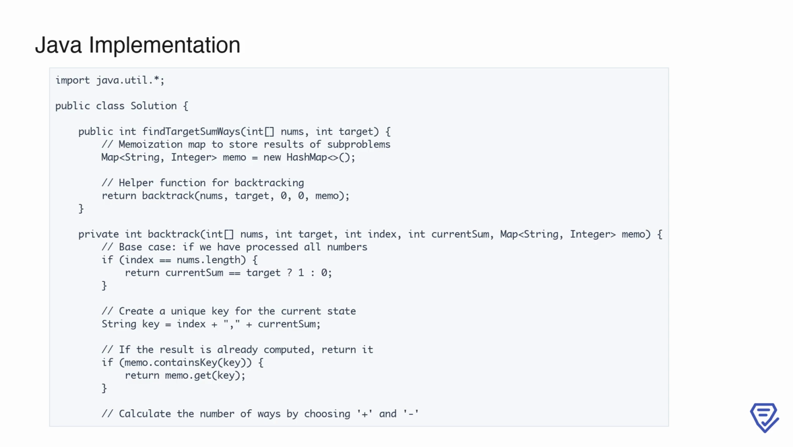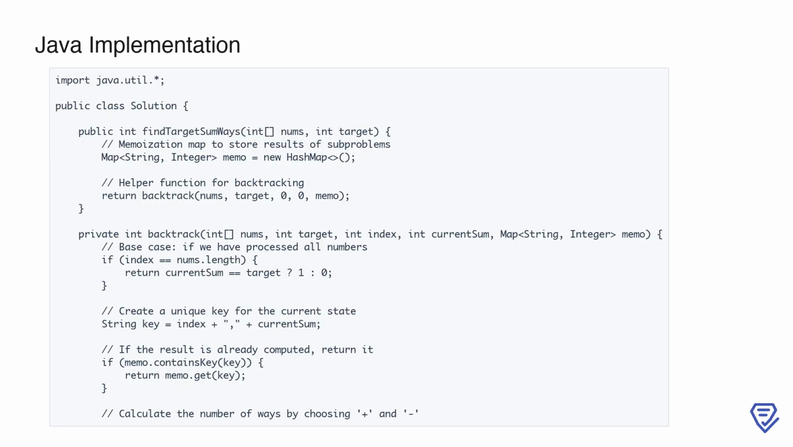Here, we start by importing the necessary Java utilities, and then we define our solution class. The main method we are focusing on is find_target_sumWays, where we aim to determine the number of ways to assign plus and dash signs to elements in the nums array so that their sum equals the given target.